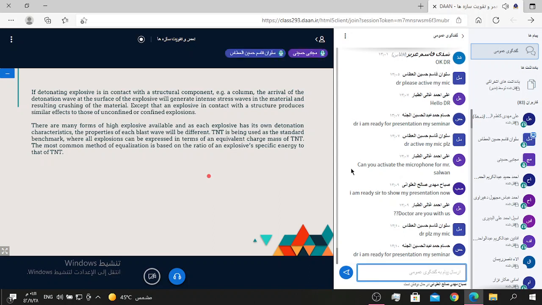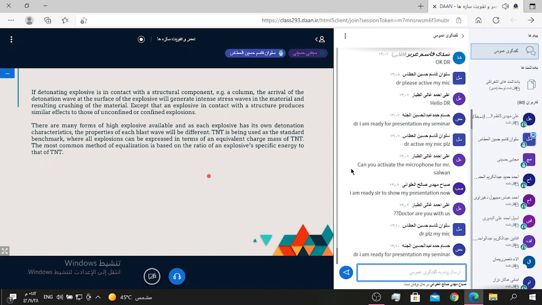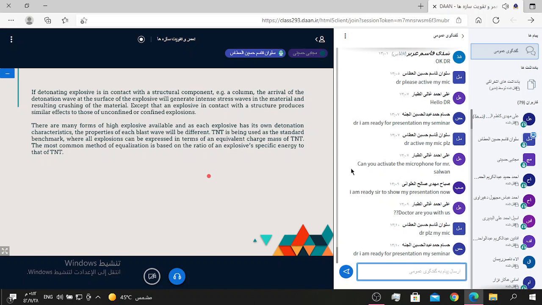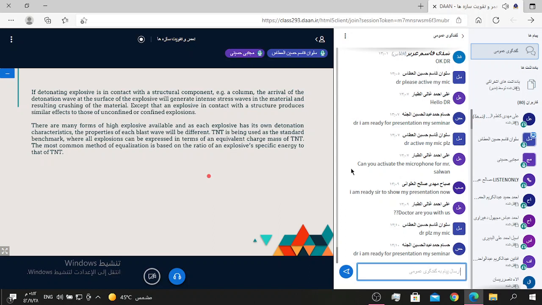If a detonating explosive is in contact with a structural component, following the arrival of the detonation wave, the surface of the explosive will generate intense stress waves in the material and resultant crushing of the material. Expect an explosive in contact with a structure to produce similar effects to those of unconfined or confined explosions. There are many forms of high explosive available, and as each explosive has its own detonation characteristics, the properties of each blast wave will be different.